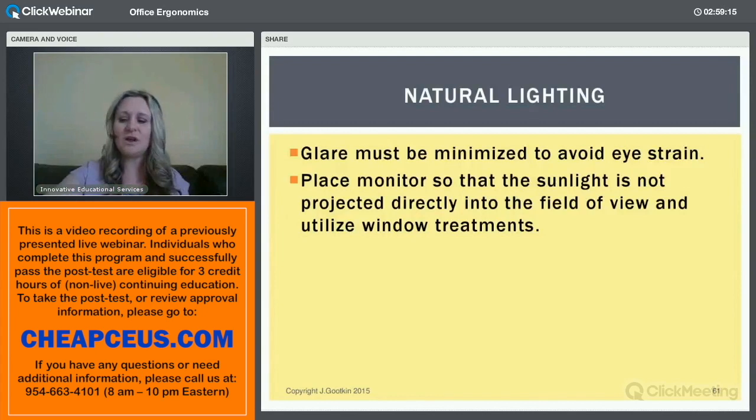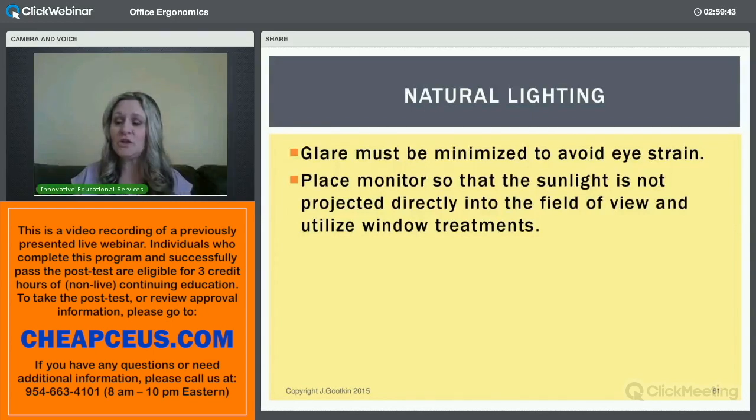Even if they're in a general office type of setting, you definitely want to consider lighting. It's very interesting, there's actually an Illuminating Engineering Society, and they have put out very specific guidelines on what is acceptable office lighting and how to modify it. The key here is the connection between glare and eye strain.